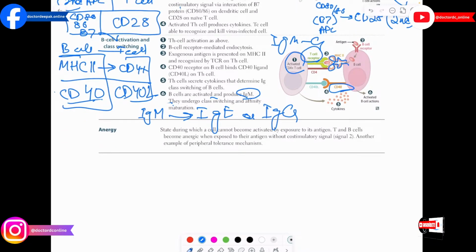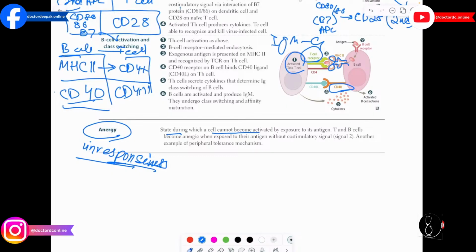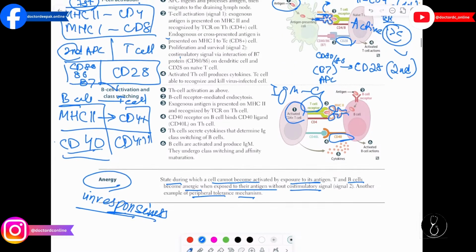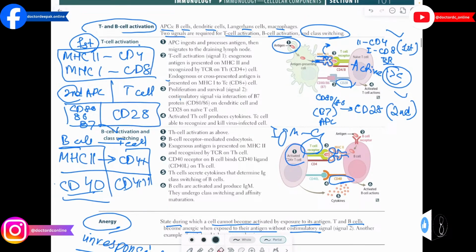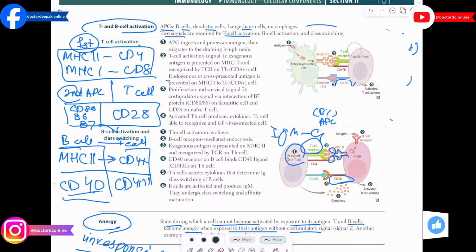Now our new topic: anergy. The B and T cells become anergic when exposed to their antigen without co-stimulatory signals. Another example is a peripheral tolerance mechanism. Sometimes both signals are not there, only one signal is there, as you already know. The first signal is just about the presenting of antigen, and the second signal is about CD80, 86 or B7 with CD28.